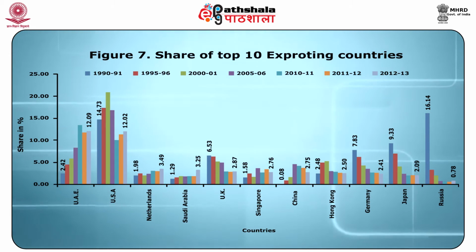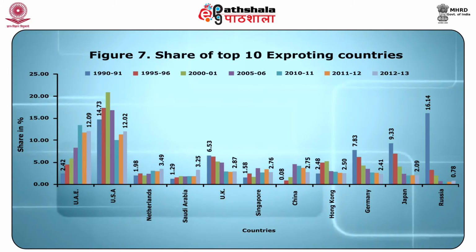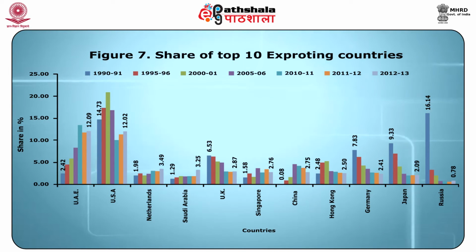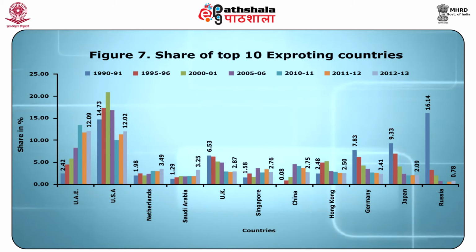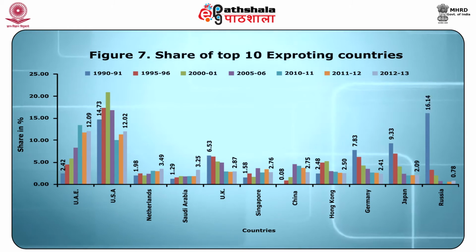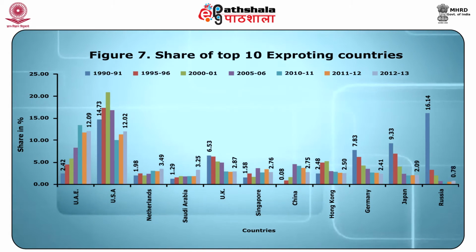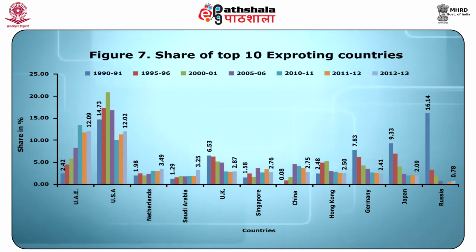The share of Netherlands, Saudi Arabia, Singapore and China has increased since 1991. UK, Germany and Japan's share has declined from 1991 to 2012-13. Russia's share, at 16.14%, was the highest in India's export in the year 1991, and has reduced to 0.78% in 2012-13. This analysis gives an insight into how the direction of India's export has evolved since 1991, and this is also indicated in figure 7, which shows us the share of top 10 exporting countries. Again, the source is the RBI handbook.